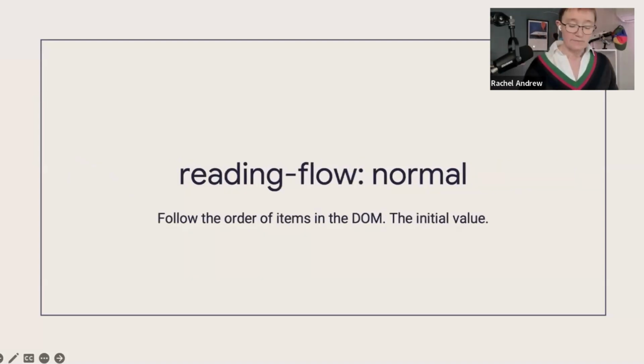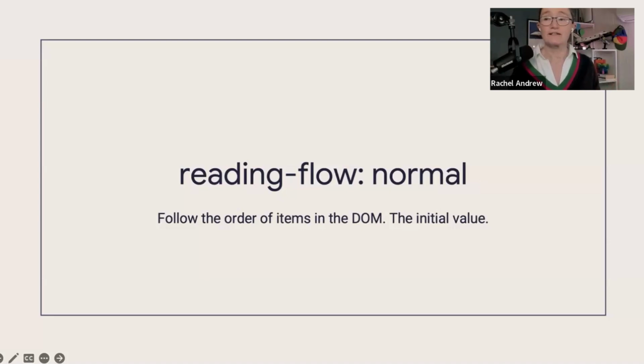So that's kind of the design principles behind what we're doing. So this is kind of how it works in practice. The property is now called reading flow, and that is the property that is applied to the parent. So whatever you've got display grid or display flex on, you add your reading flow property. The default would be normal, which is as it is at the moment.